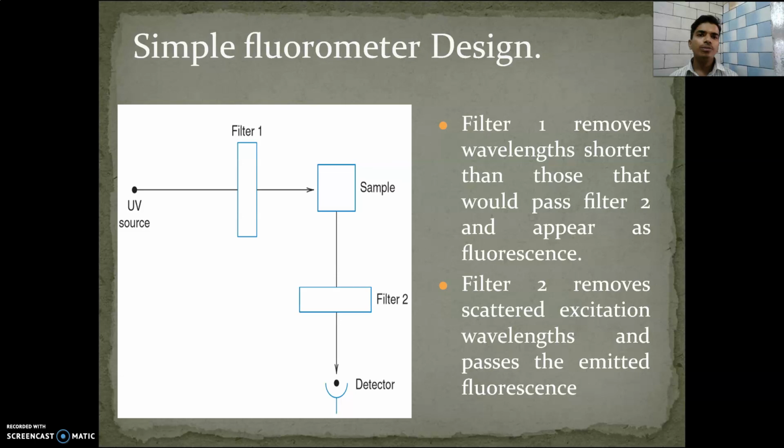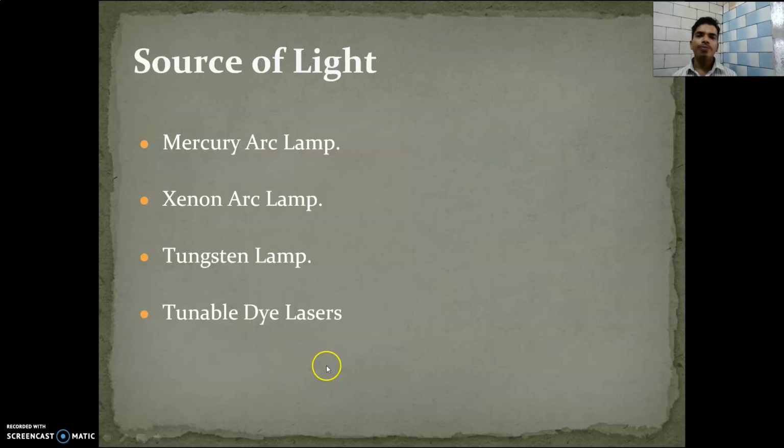Simple fluorometer design. In this case, a UV source is used, one filter is used, then the sample holder, a second filter, and a detector. The first filter removes wavelengths shorter than those that would pass through filter 2 and appear as fluorescence, and the second filter removes the scattered excitation wavelength and passes the emitted fluorescence. The first is sources of light: mercury arc lamp, xenon arc lamp, tungsten lamp, and tunable dye laser.